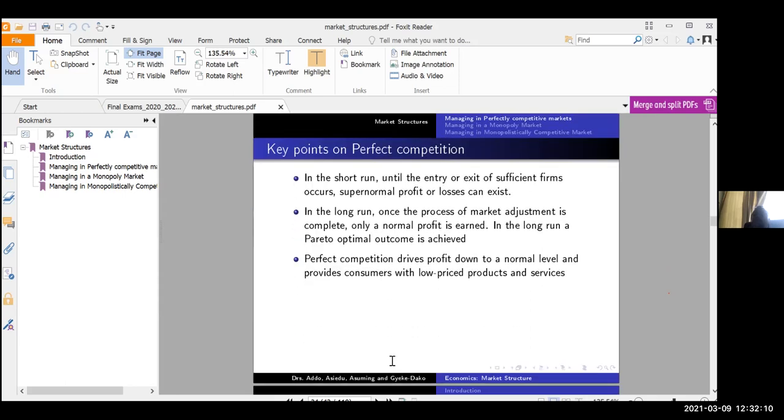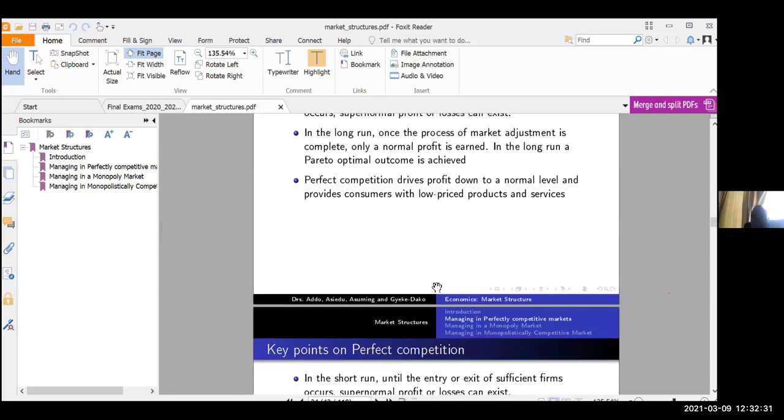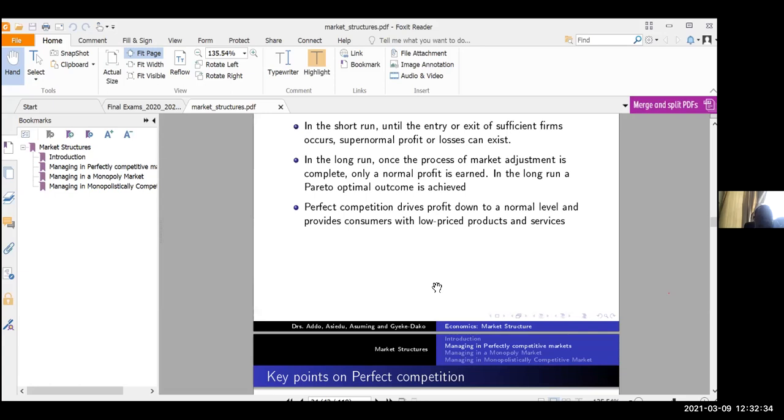So for us as consumers, and even as economists, we like the perfectly competitive market. Why? Because prices are relatively lower than in other markets, and there is a lot of variety in the market, so I can go to another firm to buy. It provides consumers with low price products and services. If you have a monopoly product, the price level will be very high.